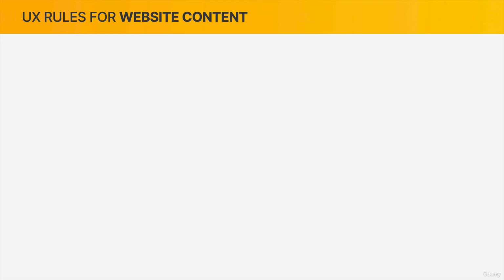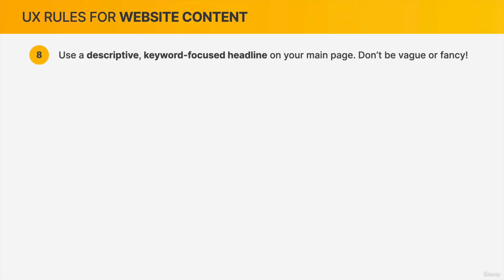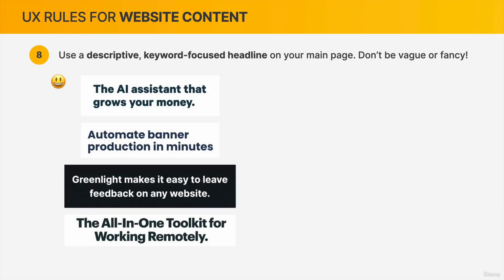And first of all, what you should do is to write a very descriptive headline on your main page, which focuses on the keywords that best describe what your business actually does. So as always, here are a couple of examples of that. And if you read through these headlines, you will see that they actually really tell you what the business is all about, all in one sentence.